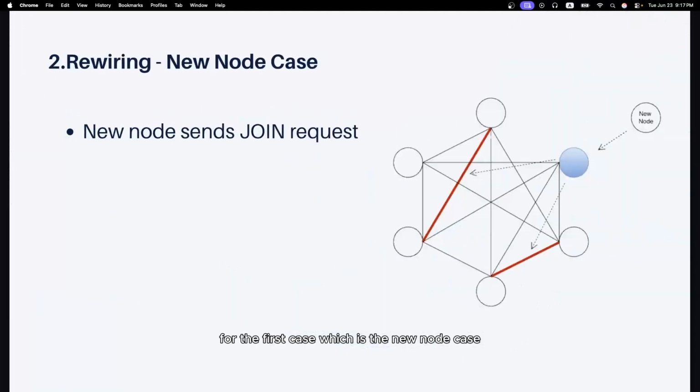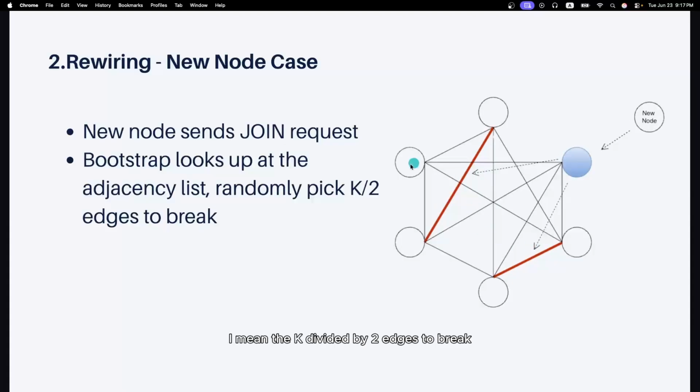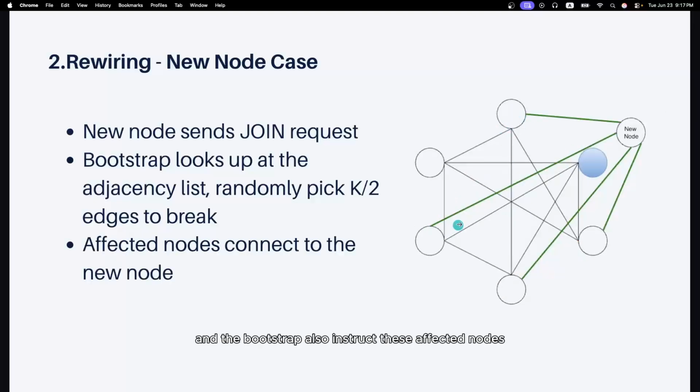For the first case, which is the new node case, the new node just sends a join request to the bootstrap, and the bootstrap randomly chooses the edges to break. I mean the K divided by 2 edges to break. And there are 4 affected nodes here, because K is equal to 4 as a design of our system. And the bootstrap also instructs these affected nodes to form the new connection with the new node so that the network can now remain K-regular.